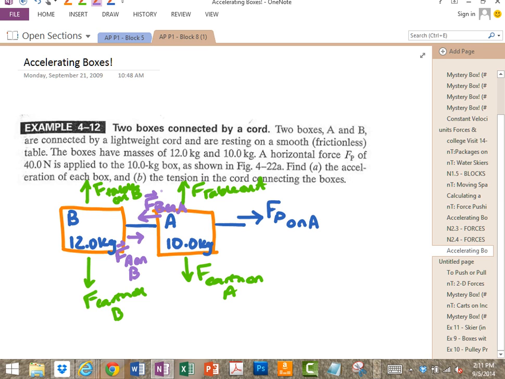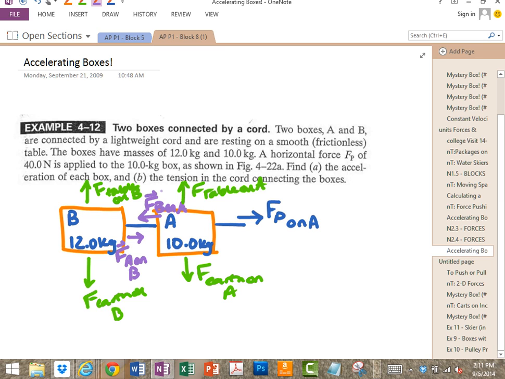Wait, they're not both included. F net for B is going to have this one, right? Not that guy. F net on A is going to have this one. Not this one. Does this make sense? So these two forces really have nothing to do with each other in terms of an F net equation.